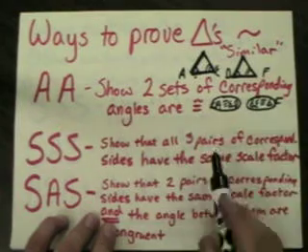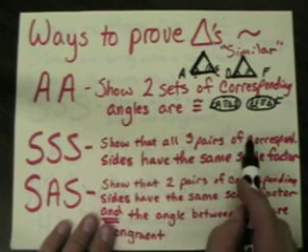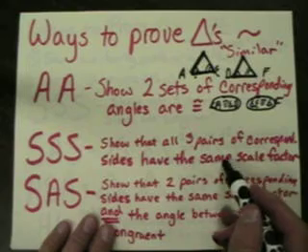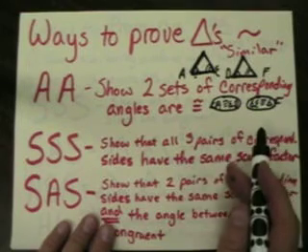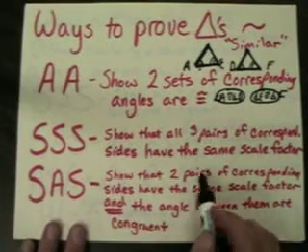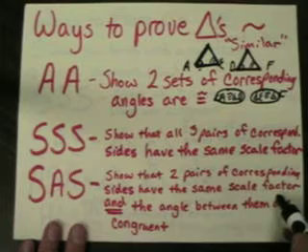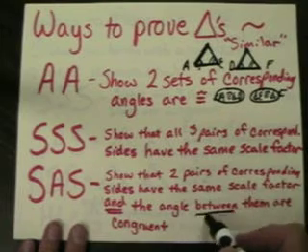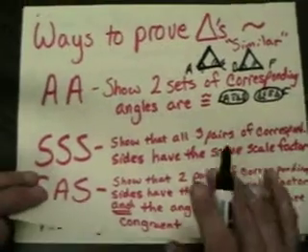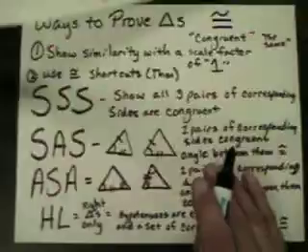Don't want to go into that too much till we get to the examples, but on side-side-side, remember we showed that all three pairs of corresponding sides have the same scale factor. In this case, the scale factor will always be the same. Okay, side-angle-side. Show that two pairs of corresponding sides have the same scale factor and the angle between them is congruent. Those were the ways that we did to prove triangles are similar.